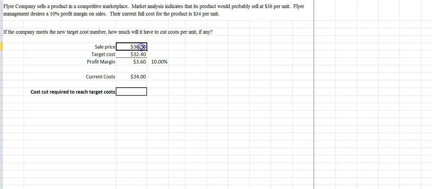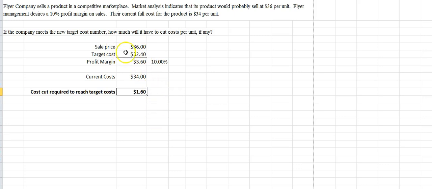If you could sell it for $36 and you want a 10% margin, that means that you want a margin of $3.60. For that to occur, you need to be able to produce this item at $32.40. But your current cost is $34, which means that you need to try to decrease cost by $1.60 if you want to obtain your target cost. And that's another way of approaching it.